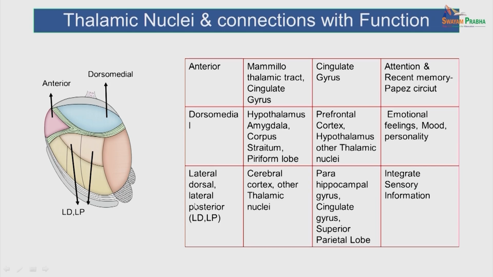Then we have the dorsal lateral and the dorsal posterior nucleus, which are connected to the cerebral cortex and other thalamic nuclei. Its efferents go to the parahippocampal gyrus, the cingulate gyrus and the superior parietal lobe. The main function of it is to assimilate and integrate all the sensory information.